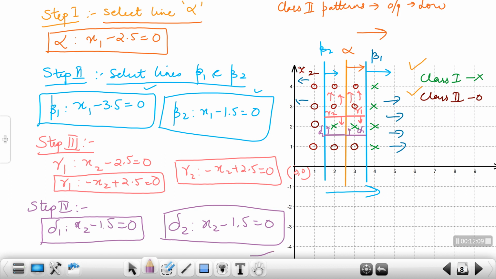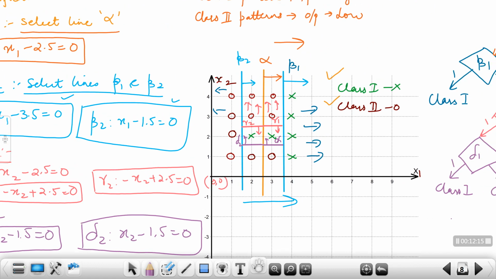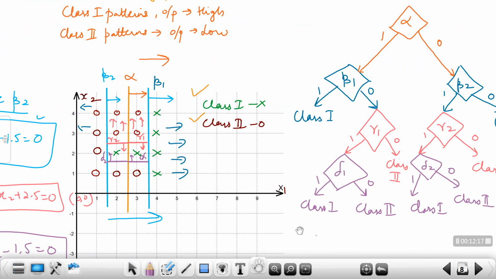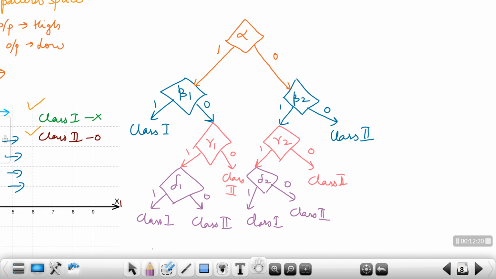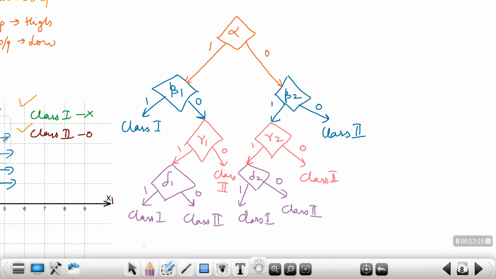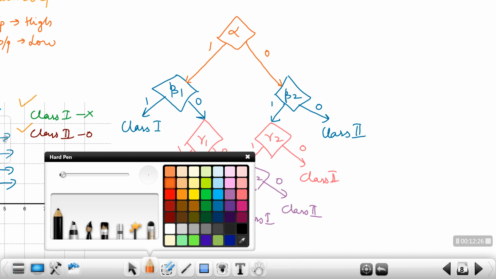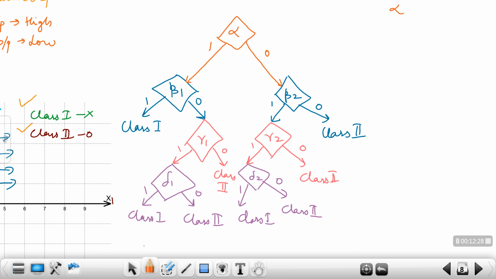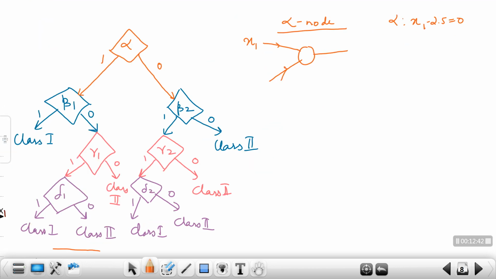So we can perform the classification of the patterns using this particular neural network which we have got, but the only thing is that now we have to write the nodes depending upon the equations which we have got. So first we have to write the equation for the alpha node. So I will draw the alpha node with the weights. Now the alpha equation is x1 minus 2.5 is equal to 0. So I get this particular network.